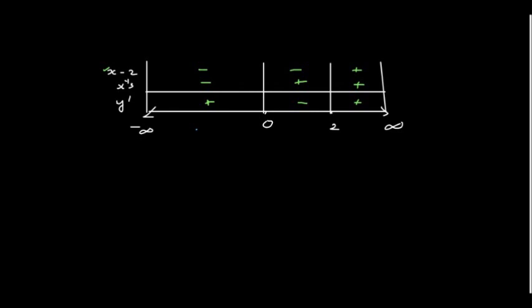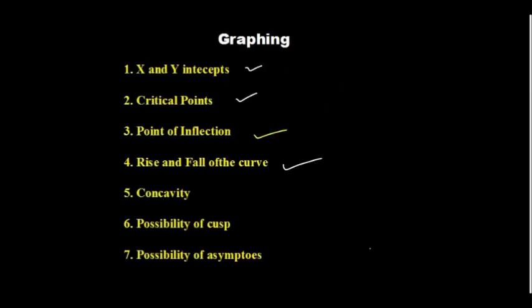From this it is clear that your curve is going to increase in this interval. If y dash is positive, the curve will increase, and if y dash is negative, the curve will decrease. Again, y dash is positive, so the curve will increase. So you could understand how the rise and fall of a curve comes according to the sign change of y dash. So that's the next step we have done, that is rise and fall of the curve.